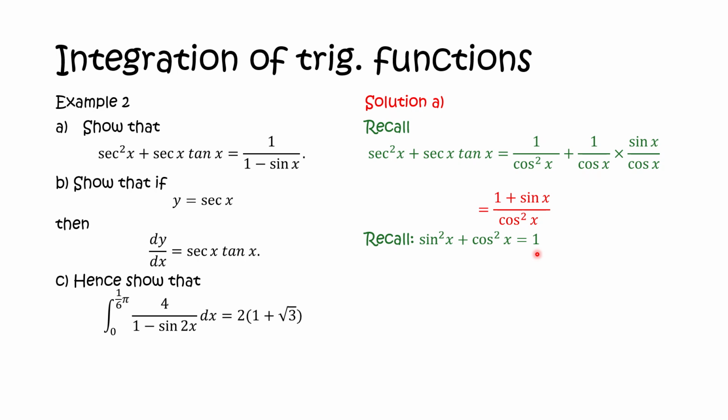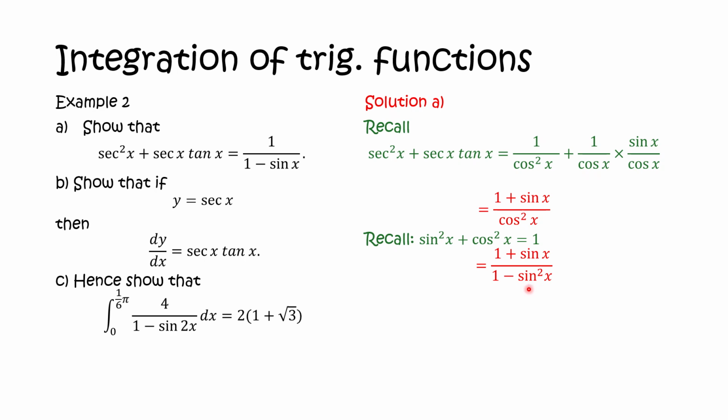sine squared x plus cos squared x is equal to 1. And then we can make cos squared x the subject of the formula so that we end up having 1 plus sine x over 1 minus sine squared x.